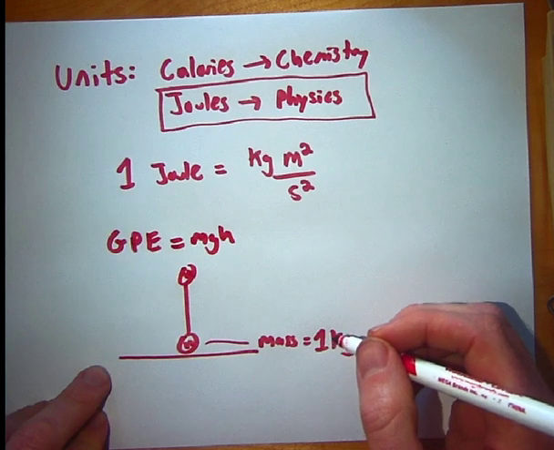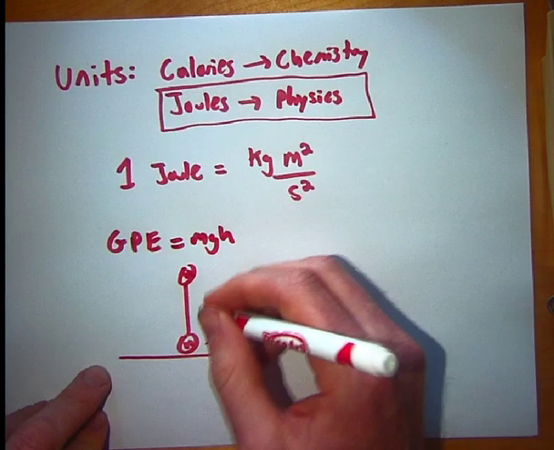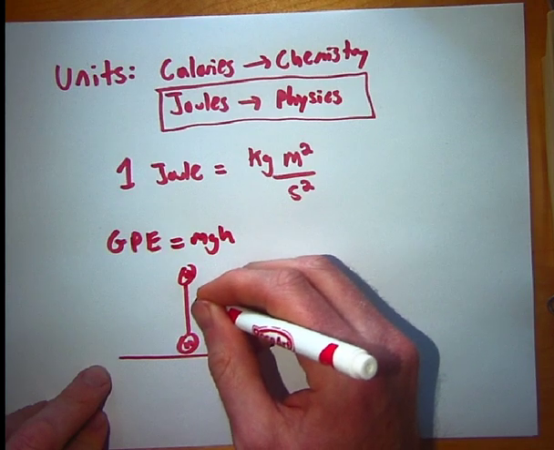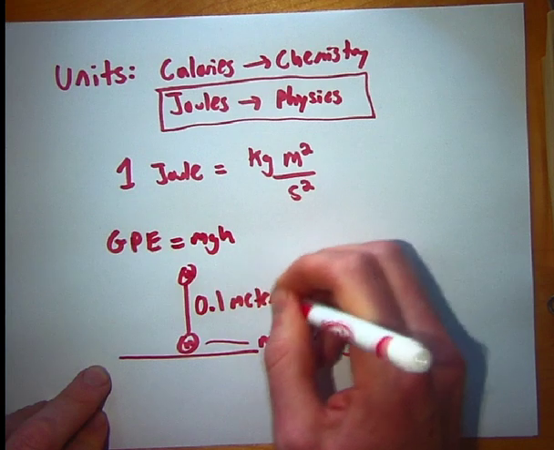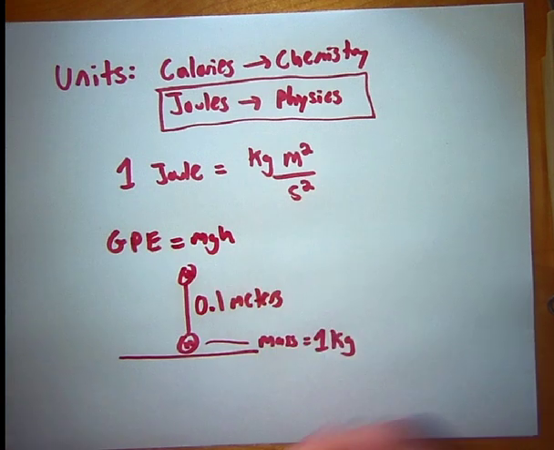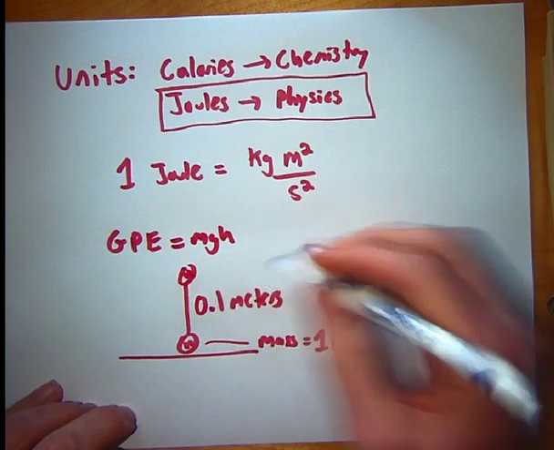So, of course we know g is 9.8, so let's say that we lift up the ball a distance of 0.1 meters. So that's 10 centimeters. So I've lifted a ball up to a height of 0.1 meters. Now I can figure out how much gravitational potential energy it has.